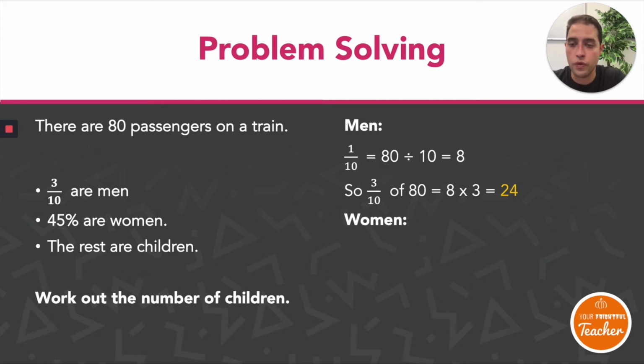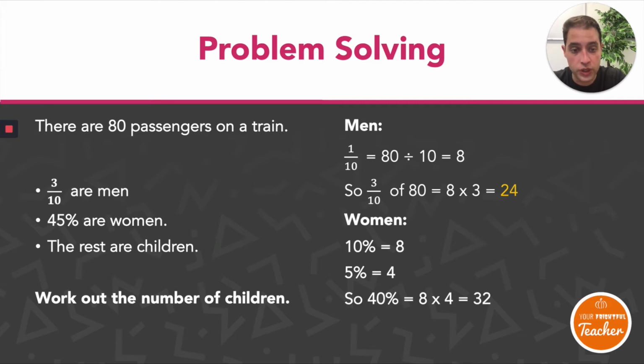In terms of how many women are on the train, we have 45%. So again, I work out that 10%, and I'd also work out the 5%. So 10% of 80 is 8, 5% is 4. So 40% is 8 times 4.